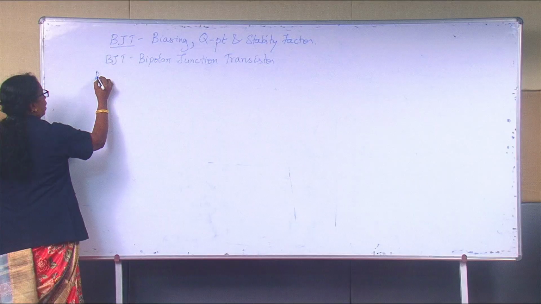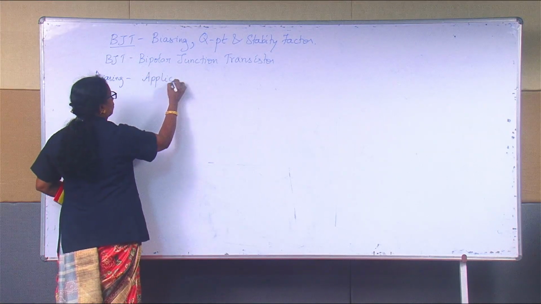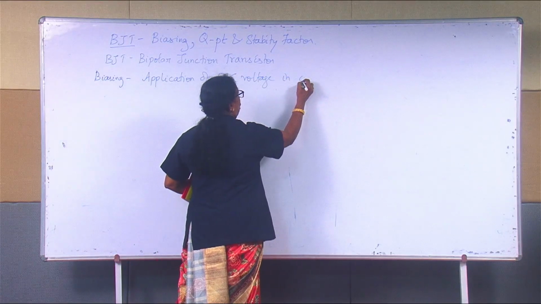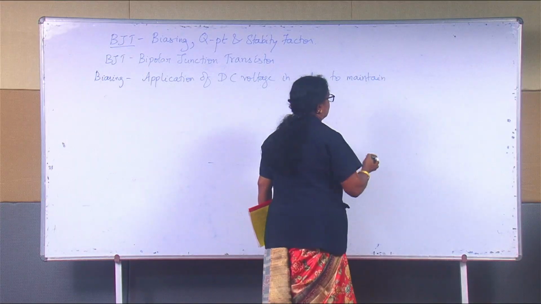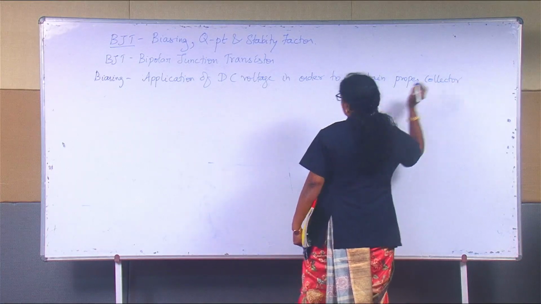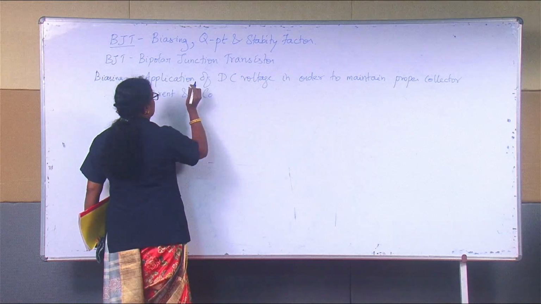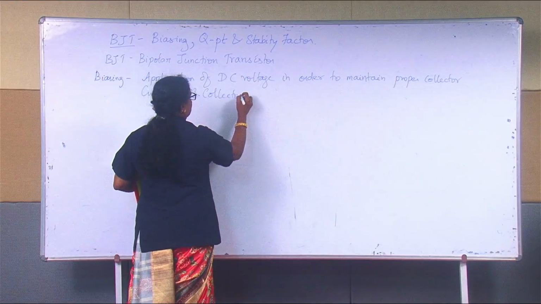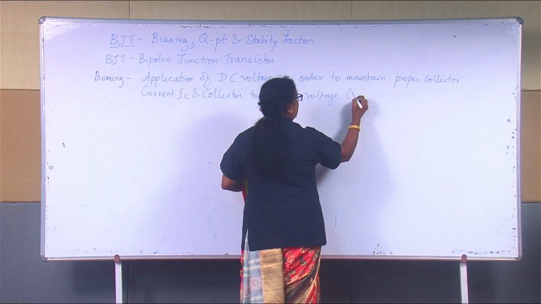Now we'll see what is biasing. Biasing is the application of DC voltage in order to maintain proper collector current, say IC, and collector to emitter voltage, that is VCE.